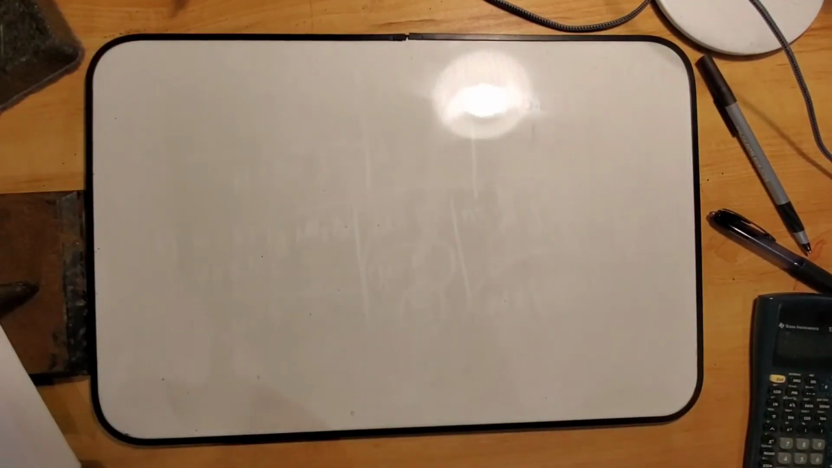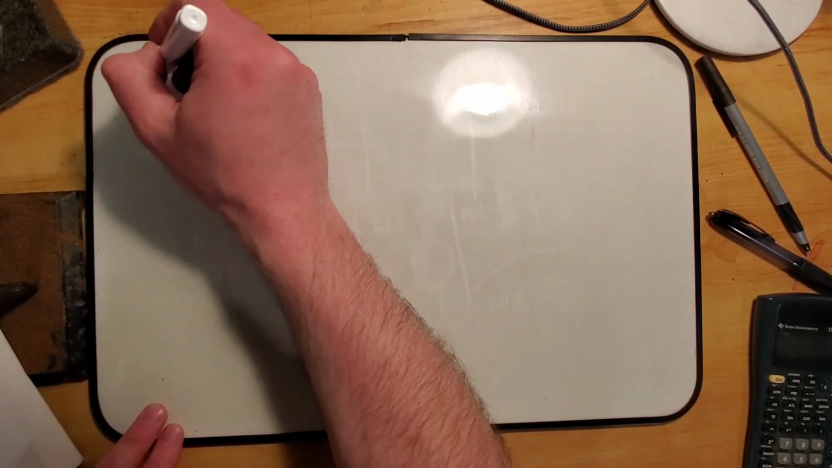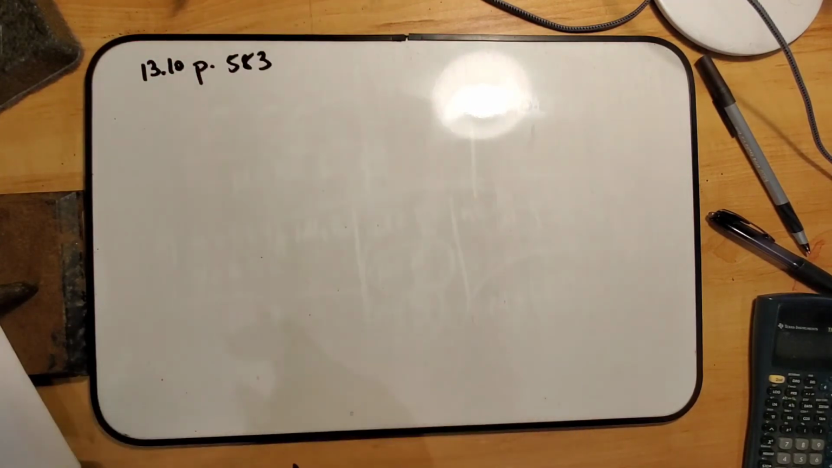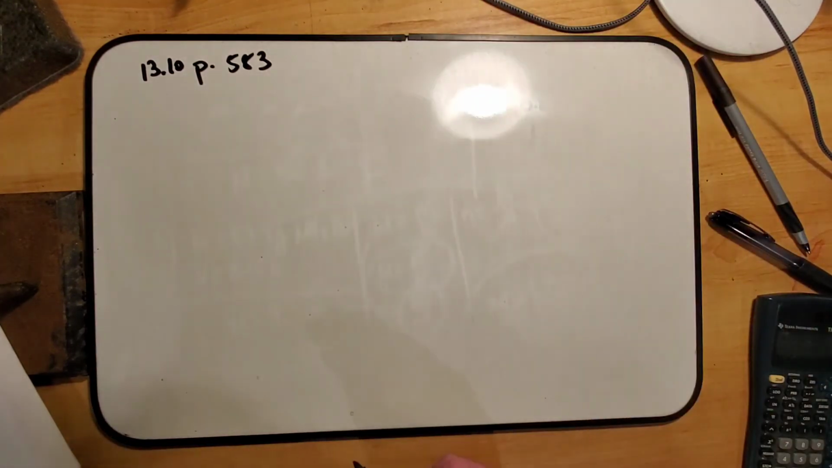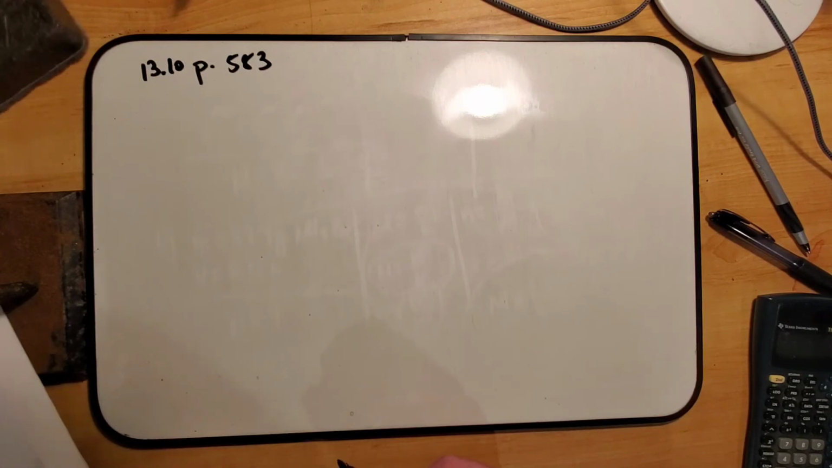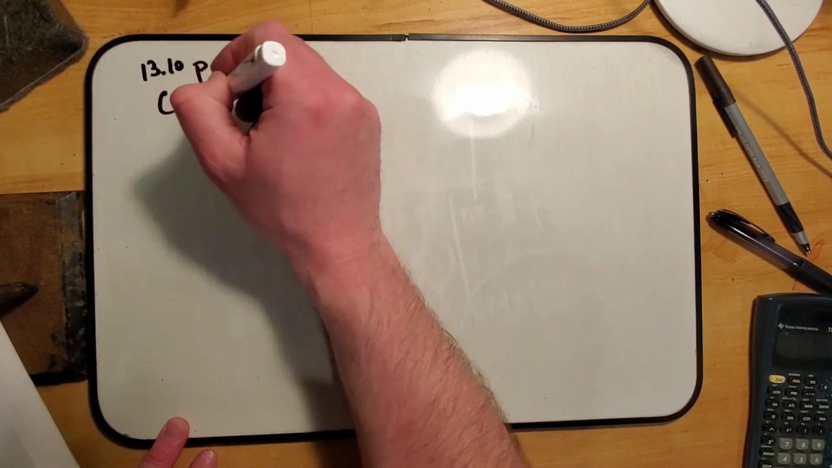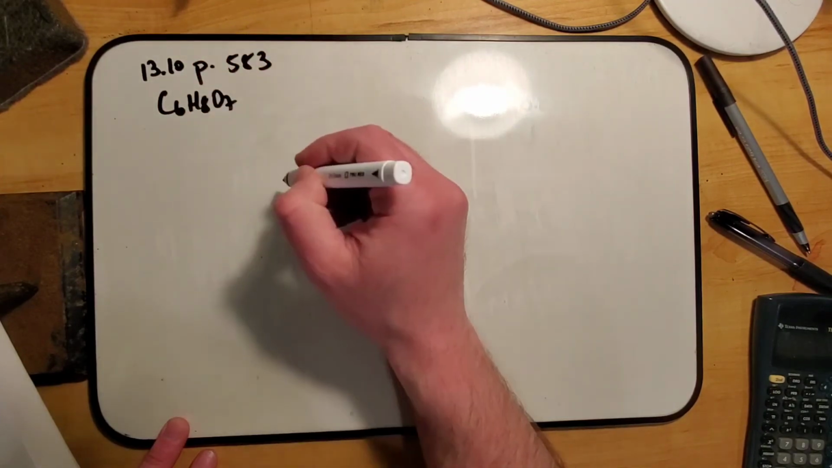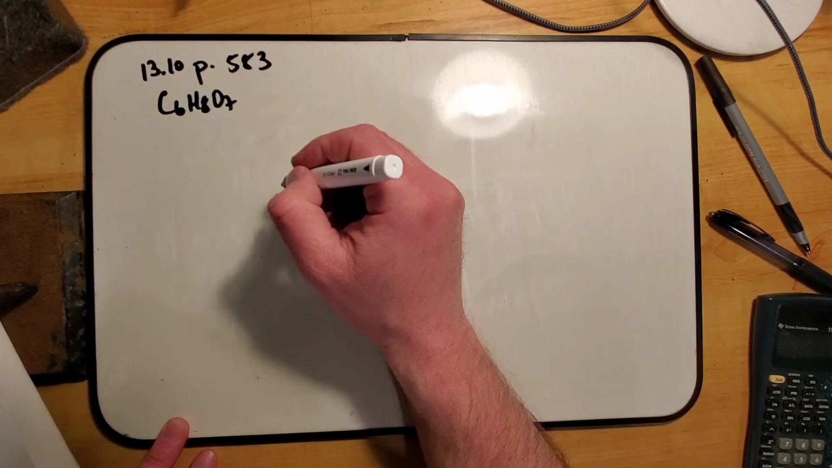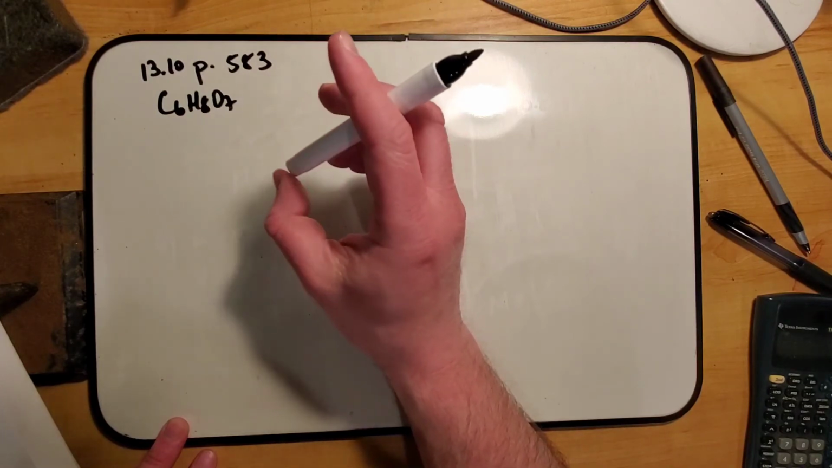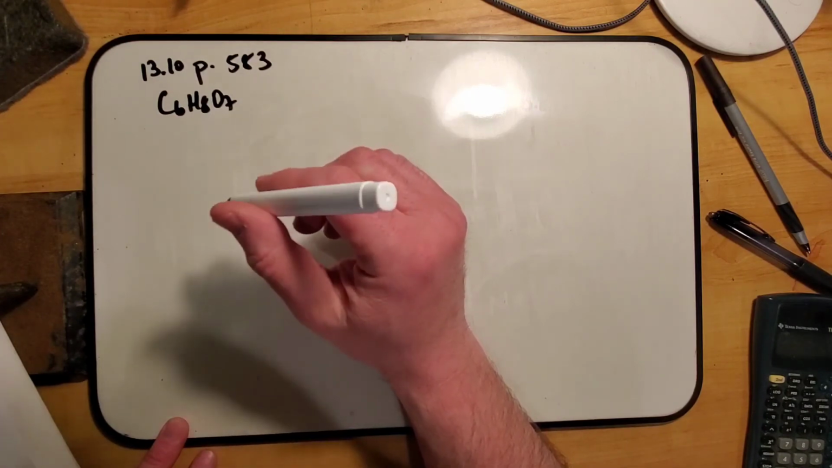All right, so my next problem here will be 13.10 on page 583. Okay, so let's see what's given here. I'm given citric acid, C6H8O7, and it is a substance that gives lemon juice and other citrus fruit juices a sour taste. How many grams of citric acid are present?